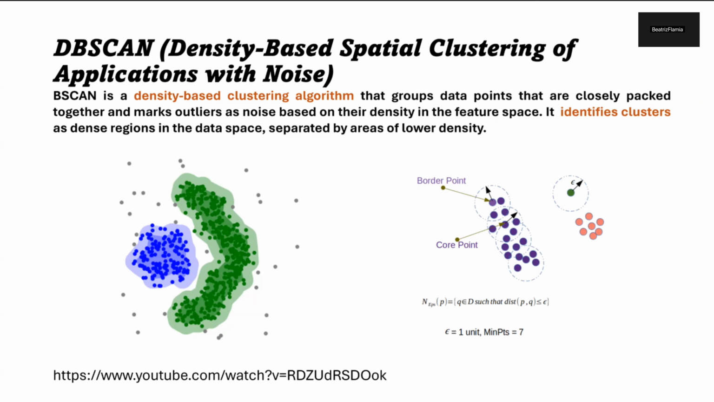For example, the points in this position, in black, not in the green and blue regions, are the outliers. Because with a specific parameterization, I don't know, min points in this case 7 and epsilon 1, these elements never satisfy these conditions inside this box of the algorithm. So it's a completely different approach. It's very interesting when we have outliers.